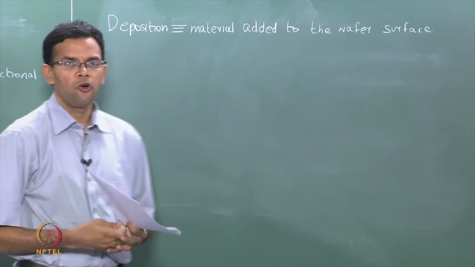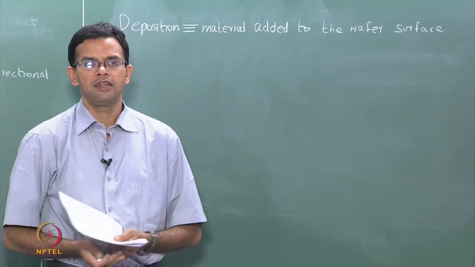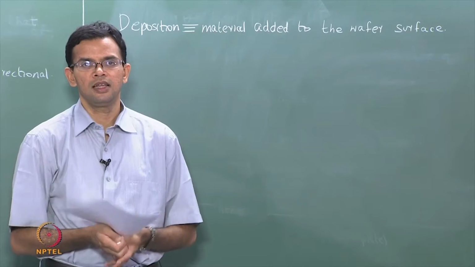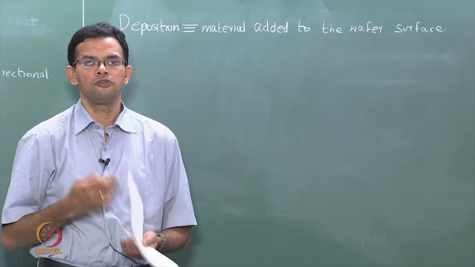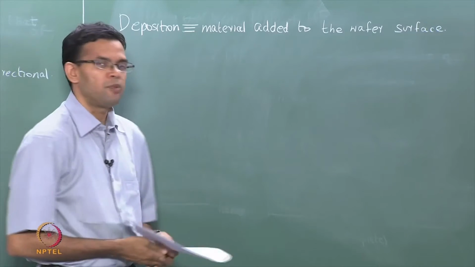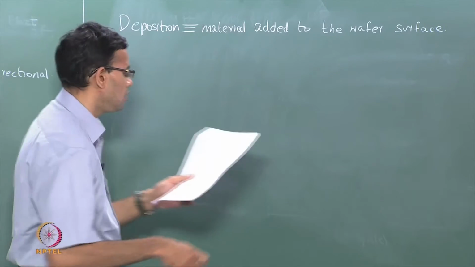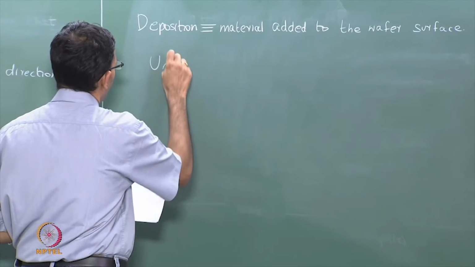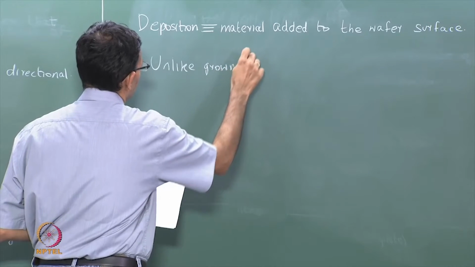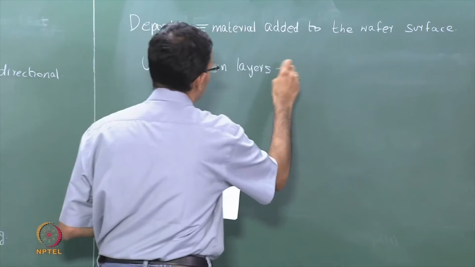We have seen grown layers before. For example, we have seen oxide layers or nitride layers. In those cases, we are consuming the silicon in the wafer in order to form the silicon dioxide or the silicon nitride. In the case of deposited layers, we are not consuming any of the underlying silicon. So unlike the grown layers, silicon is not consumed.